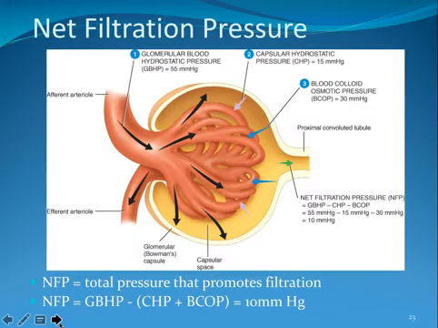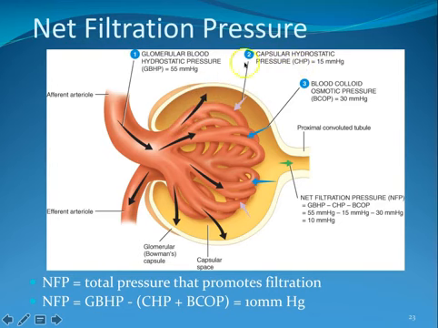Okay. So we talk about net filtration pressure. We have three factors that play into it. And this should remind you of how we had capillary exchange early in the semester. First we have our glomerular blood hydrostatic pressure. We can really think of that as just in general blood pressure. So this is just the blood pressure moving through the glomerulus, right? That force on the walls of the capillary, forcing fluid out.